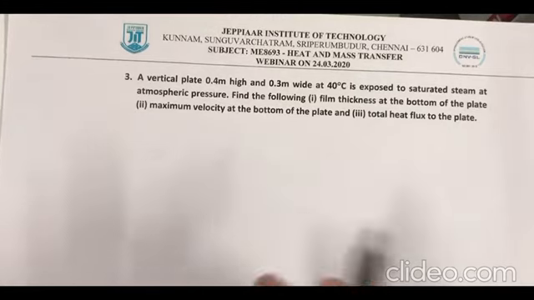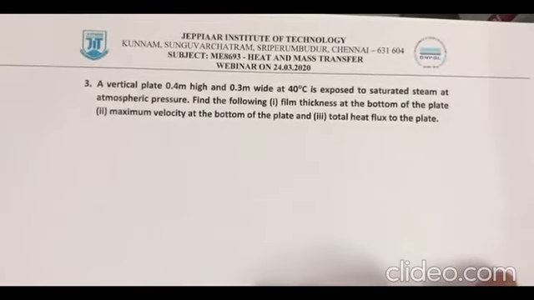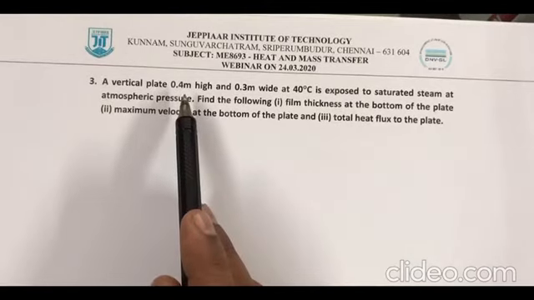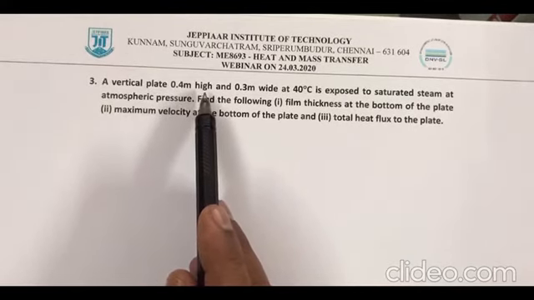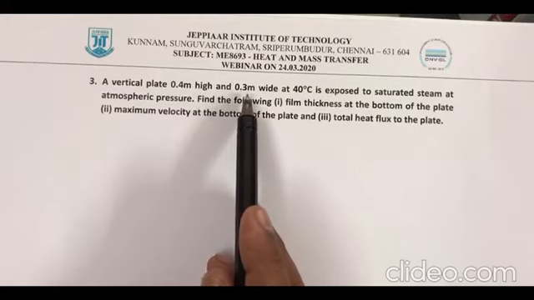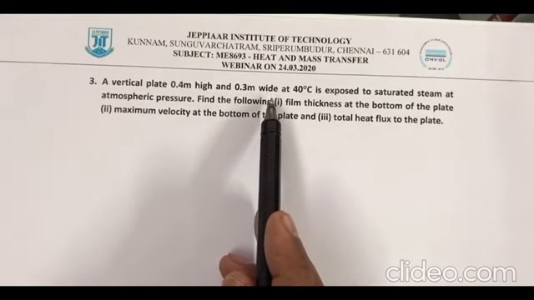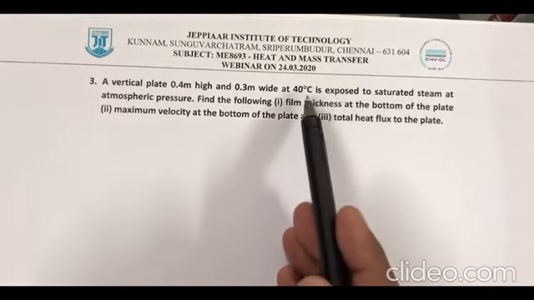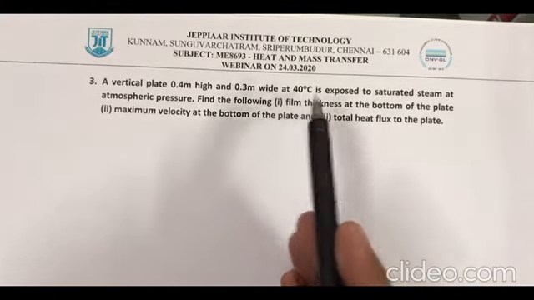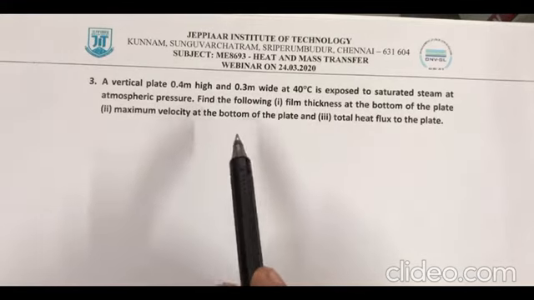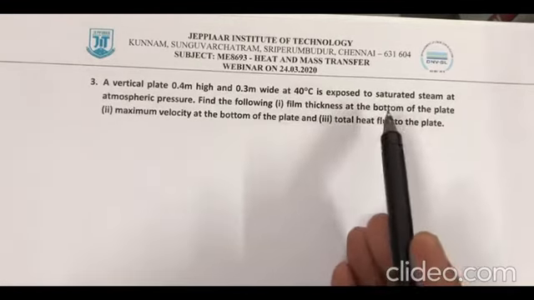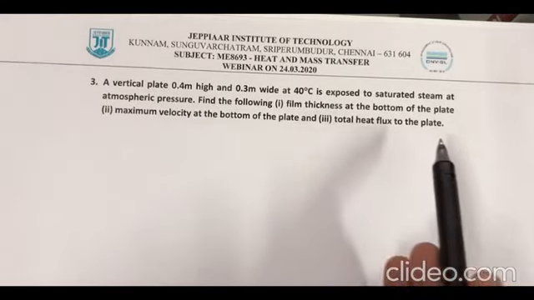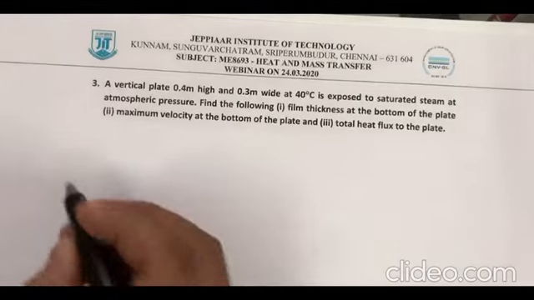In this case we have a vertical plate which is 0.4 meters in height and 0.3 meters wide, which is exposed to saturated steam at 40 degrees Celsius in atmospheric pressure. You are going to find the film thickness at the bottom of the plate, the maximum velocity at the bottom of the plate, and the total heat flux to the plate.